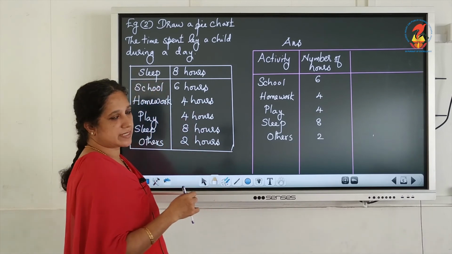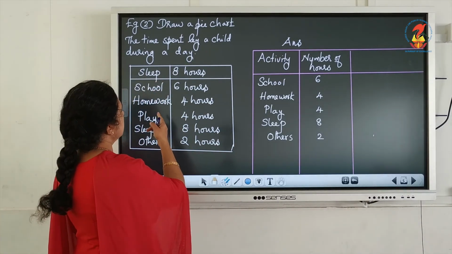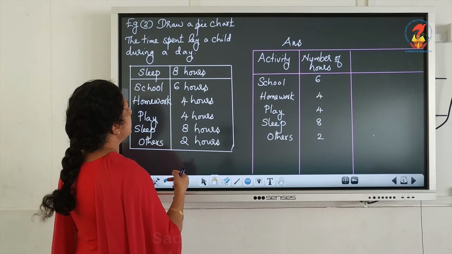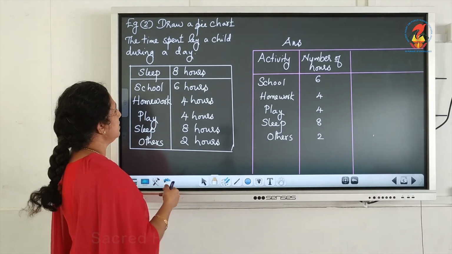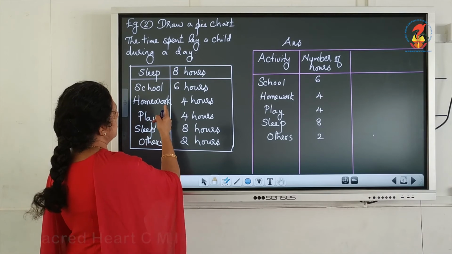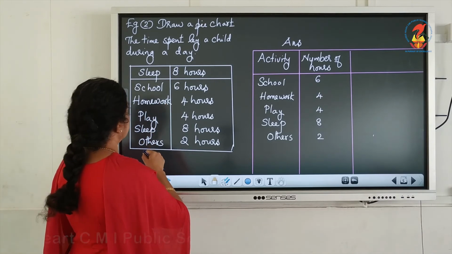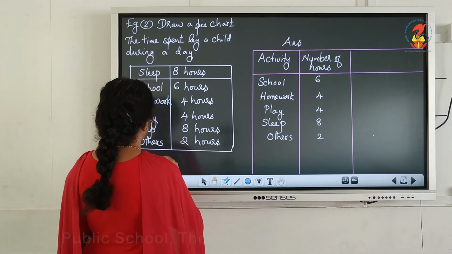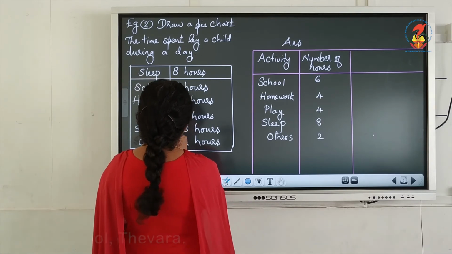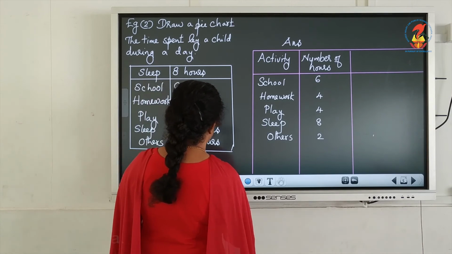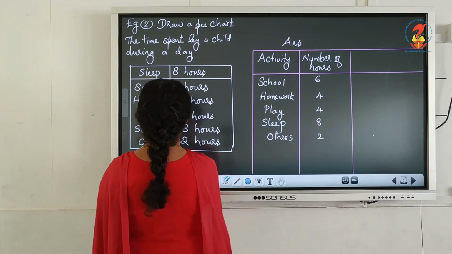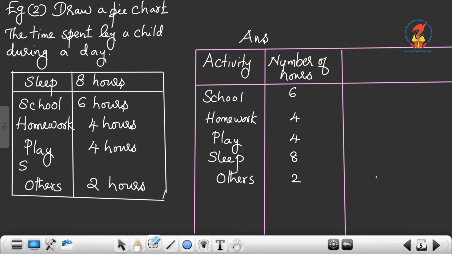Now we can consider one more example. Draw a pie chart. The time spent by a child during a day is given: sleep 8 hours, school 6 hours, homework 4 hours, play 4 hours, and others 2 hours.